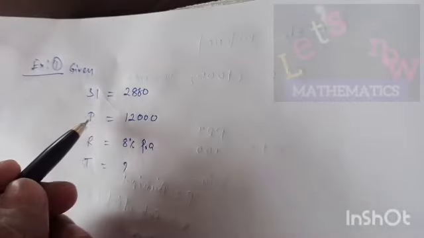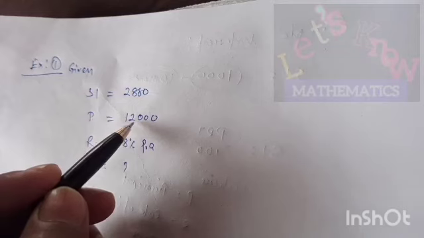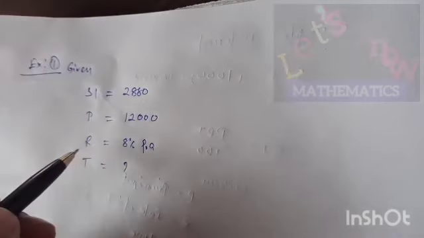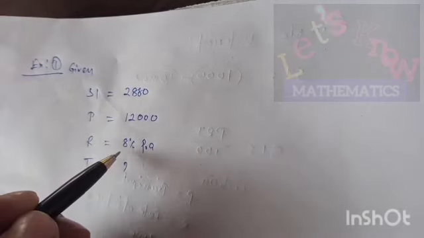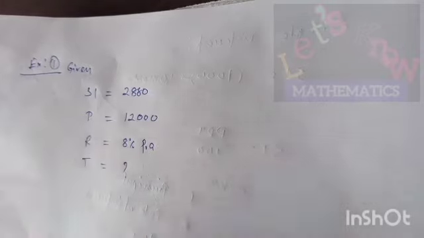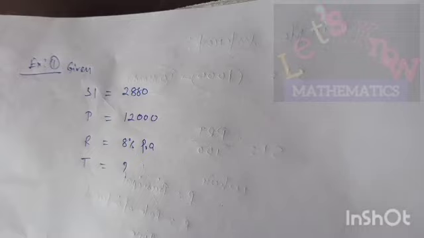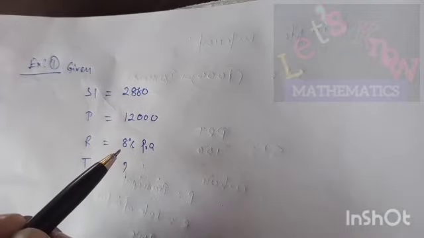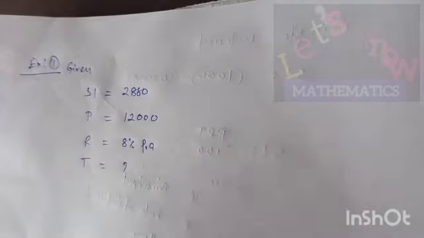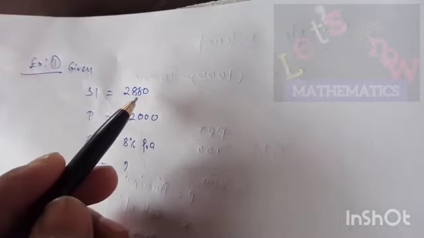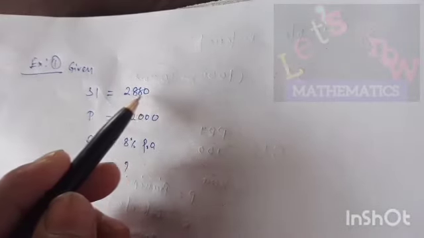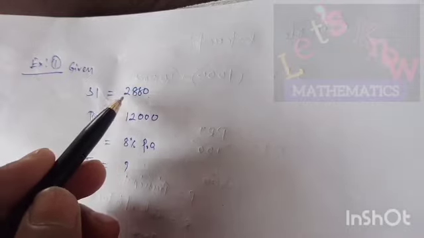Okay, see, this question, what did it tell us? The principal amount is how much? 12,000, right? And the rate of interest is how much? 8%. So one person invested this 12,000 rupees, and he was taken 8% interest. So after some particular time, he is getting that simple interest of 2,880.